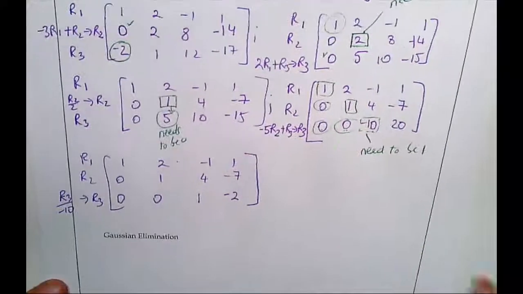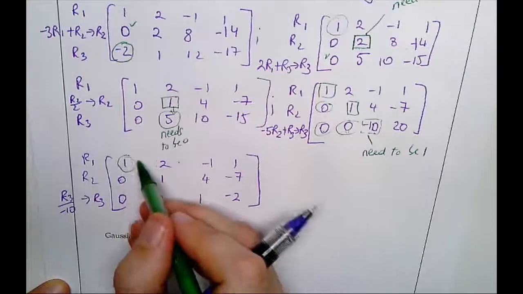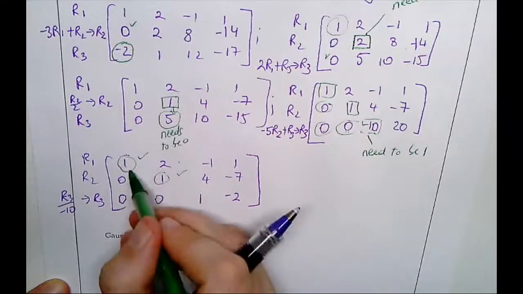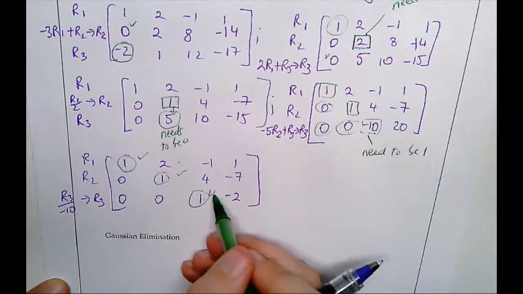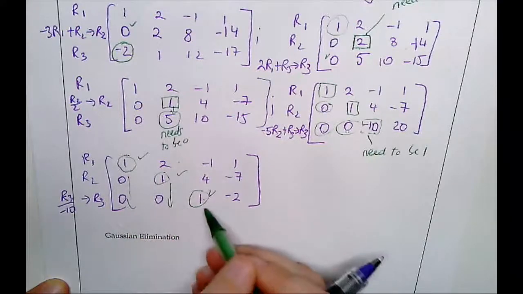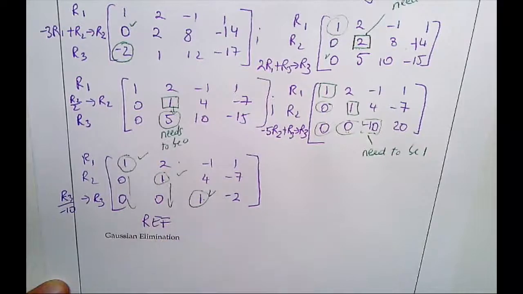So is this in row echelon form? Yes, the first non-zero entry in row 1 is 1. The first non-zero entry in row 2 is a 1 and it's to the right of this one. The first non-zero entry in row 3 is a 1 and it's to the right of this one. And they all have zeros below it. This one has nothing below it. So this is the row echelon form.